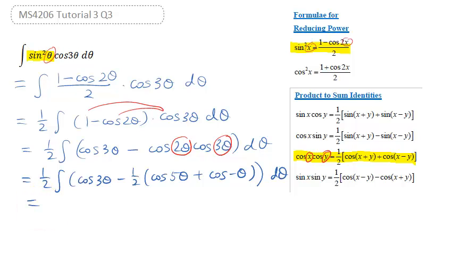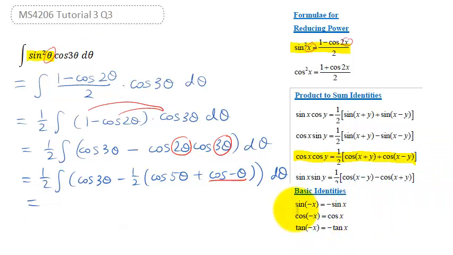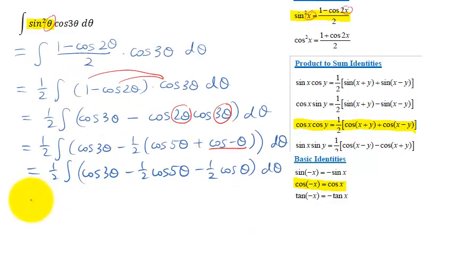So now I need to deal with the cosine of a negative angle. So I'm going to use this. How do I deal with the cosine of a negative angle? You can see that the negative is absorbed. So cosine of negative theta will simply be just cosine of theta. So now I can start to integrate.